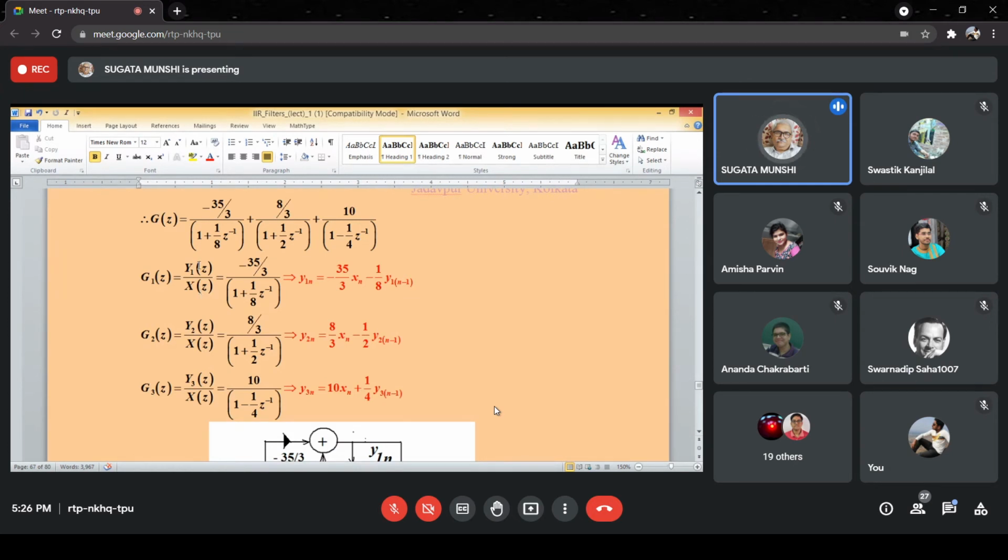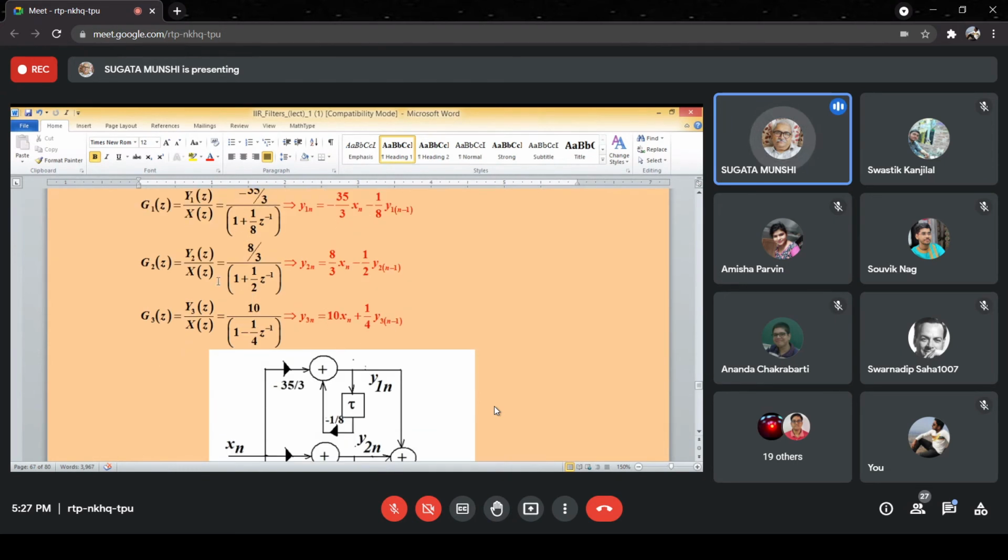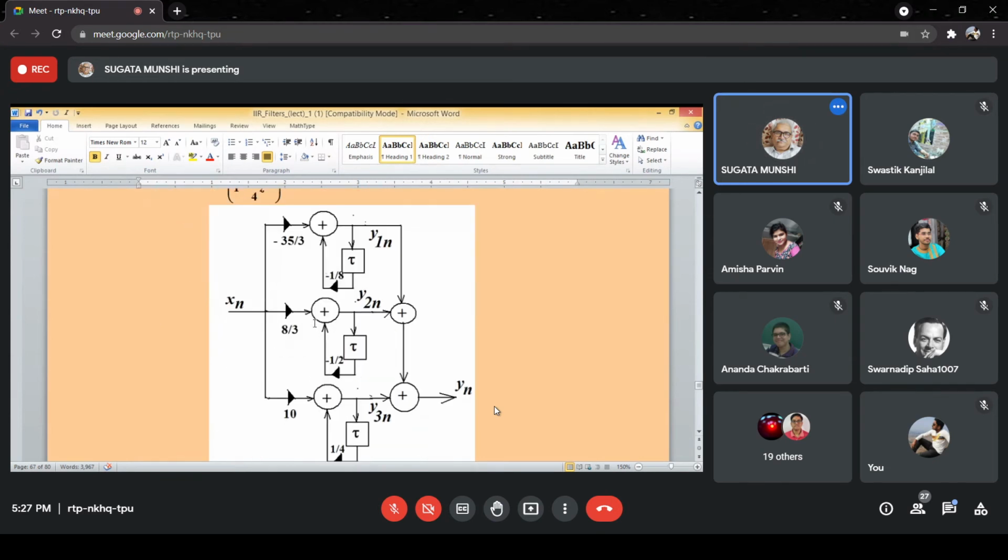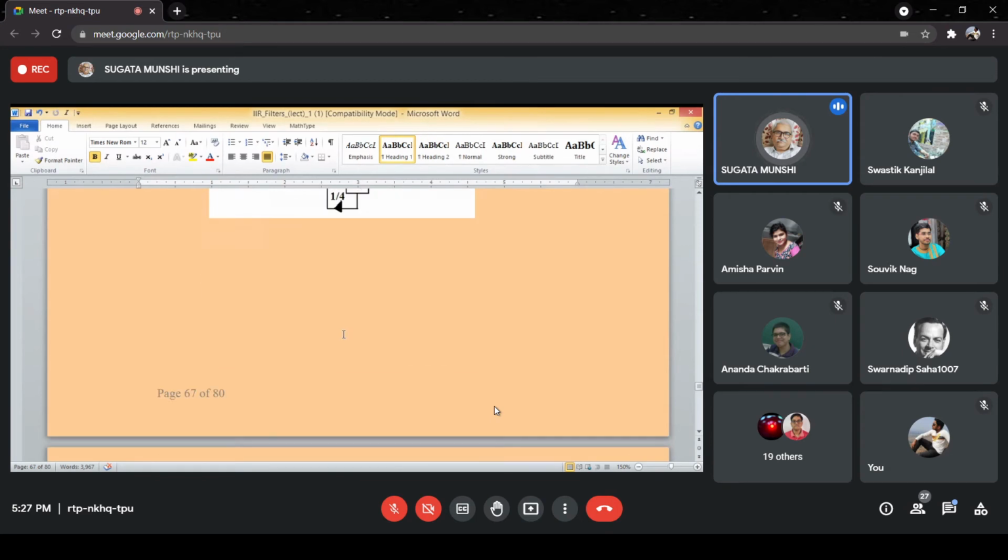So that is the partial fraction expansion. Therefore, g1z is y1z by xz. So y1n will be given by this equation on just cross multiplying, rearranging the terms and taking the inverse z transform. Similarly, from g2z, you get this difference equation. y2n equals 8 by 3 xn minus half y2n minus 1. From g3z, you get this equation. So that is the parallel realization using first order subsystems.